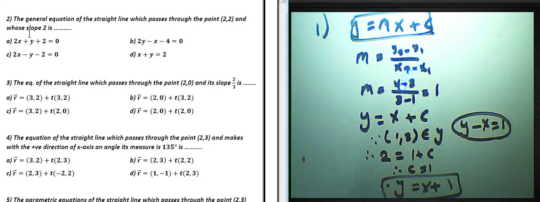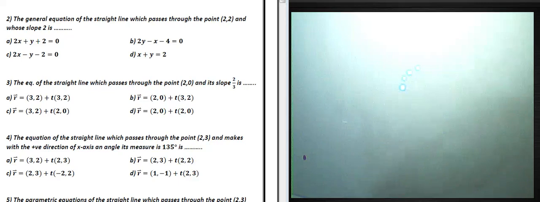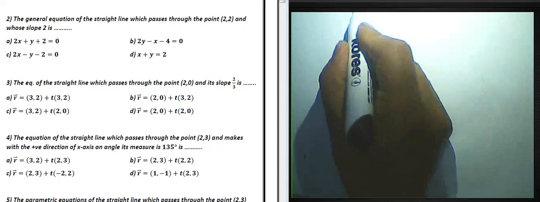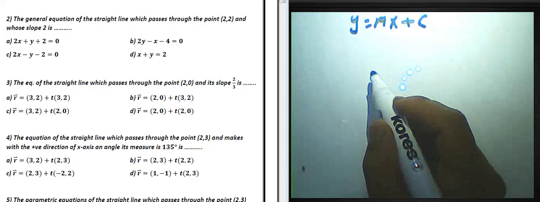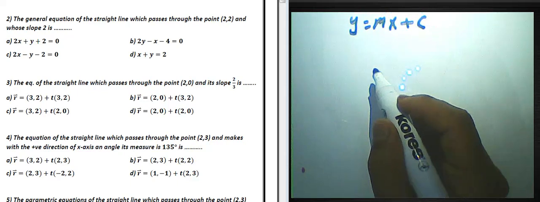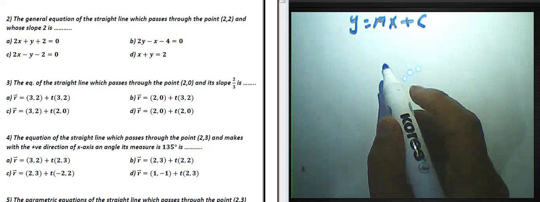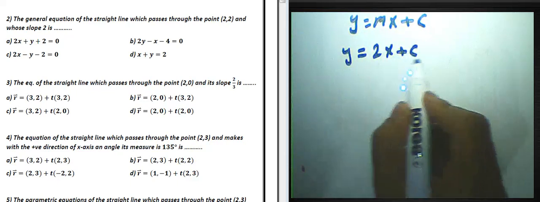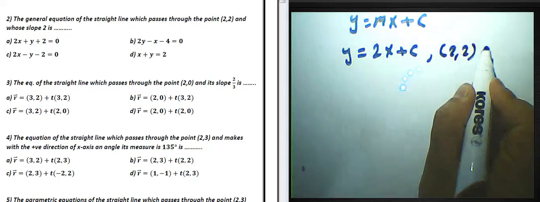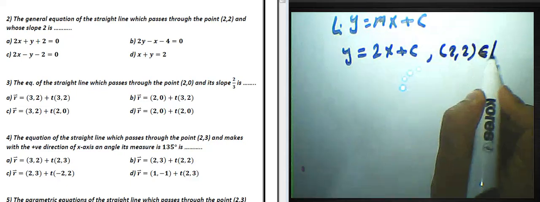Question number 2. The general equation of the straight line which passes through the point (2, 2) and whose slope is 2 is... In this example we can solve it like question number 1. We know y equals mx plus constant. m refers to the slope. He gave us in the example that the slope was 2 and it passes through the point (2, 2), so you can write y equals 2x plus c, and (2, 2) belongs to the straight line L.